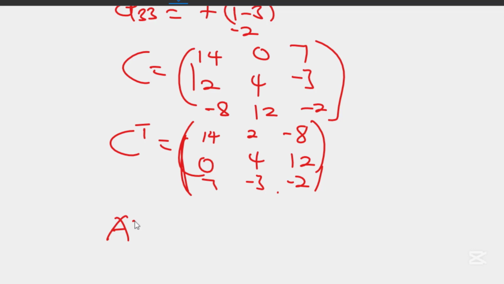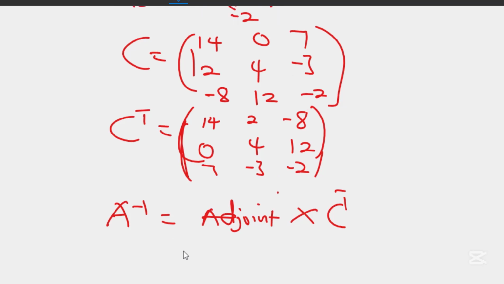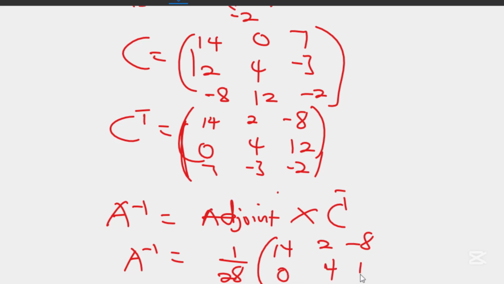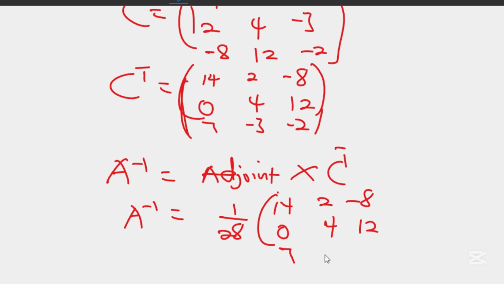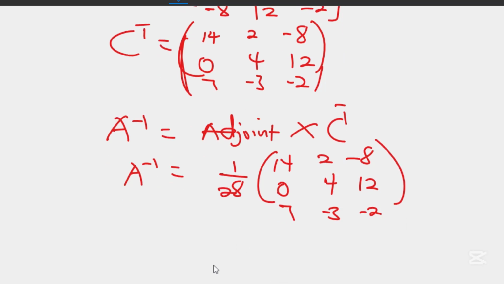So A inverse equals the adjoint, which is the transpose of the cofactors. So we are going to have A inverse, which is equal to 1 on the determinant, which is 28, times the transpose of the cofactors here. So we have 14, 2, negative 8, 0, 4, 12. We have 7, negative 3, negative 2. Good. So the next step is to substitute A inverse into the equation.